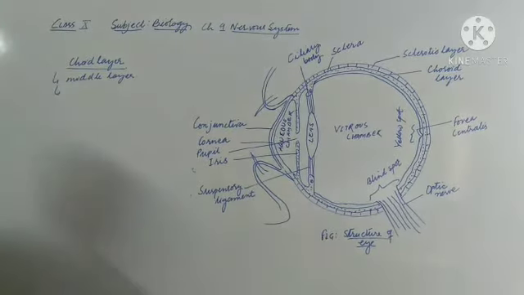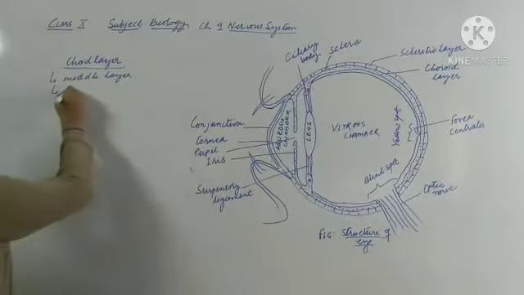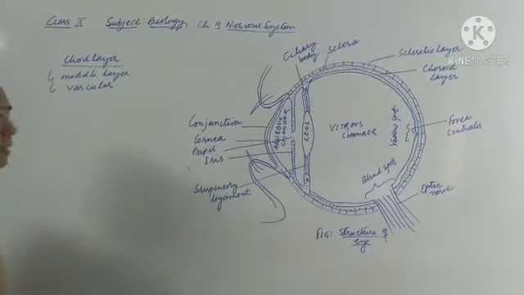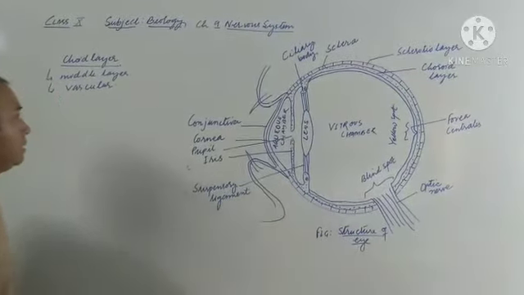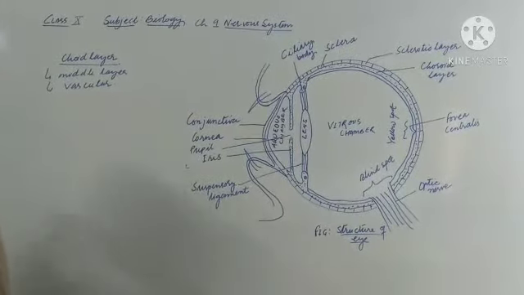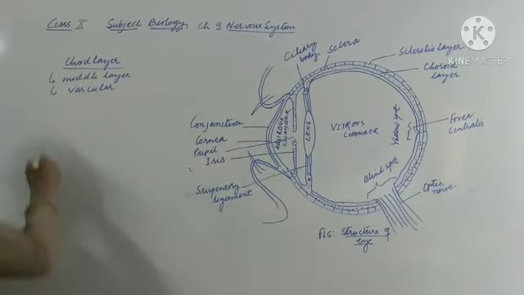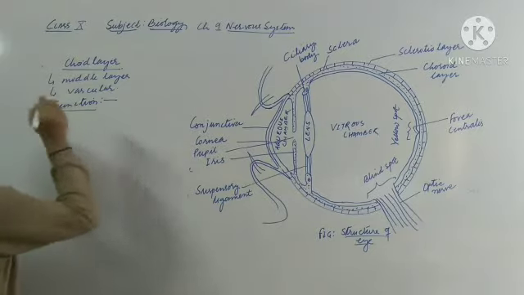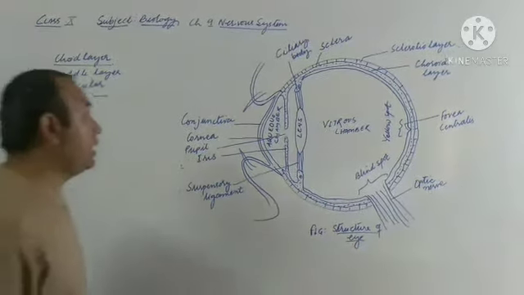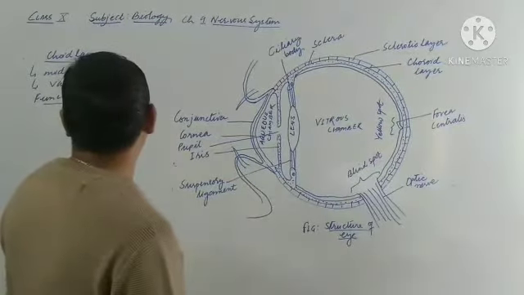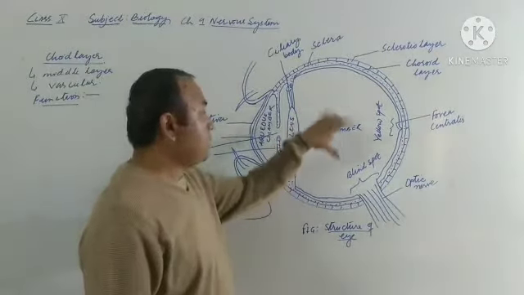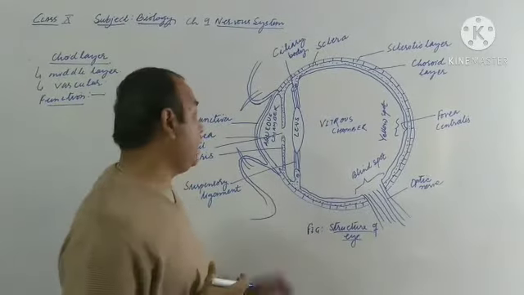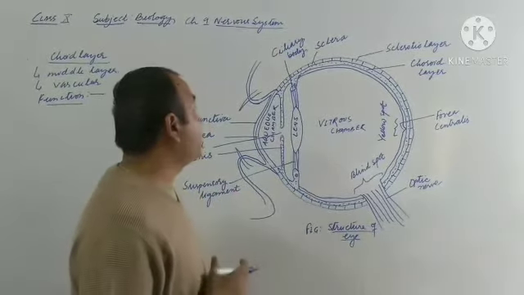Okay, and the next important point is it is highly vascular, that is, provided with a large number of blood vessels. So that is there. Then again, the main function of this choroid layer, if you ask about the function, what it does is that it darkens the eye cavity and thus prevents the internal reflection of the light that enters into the eye. This is the main function of the choroid layer.